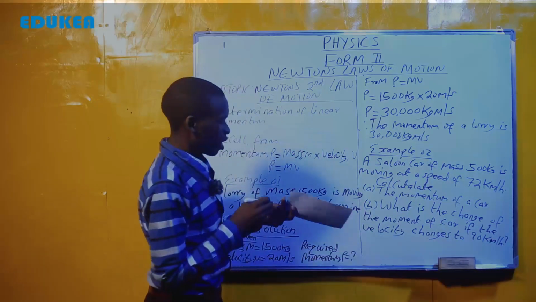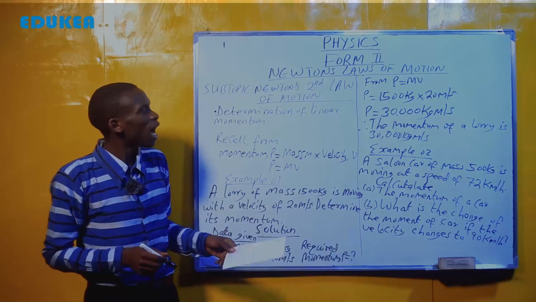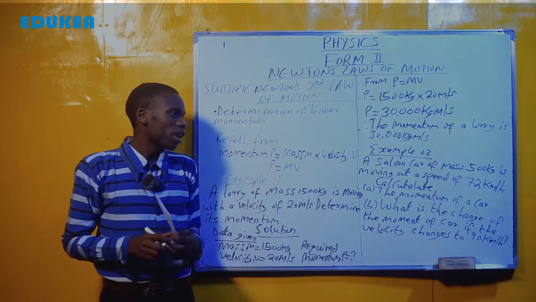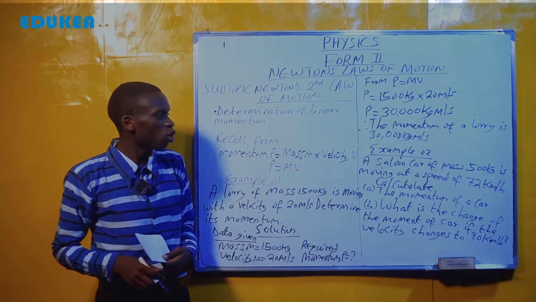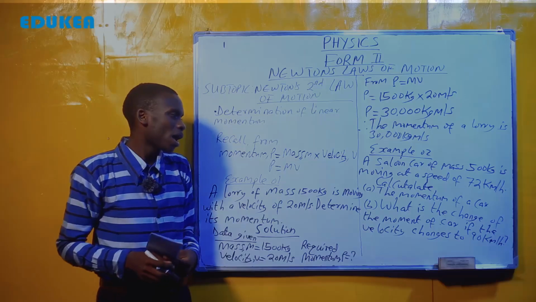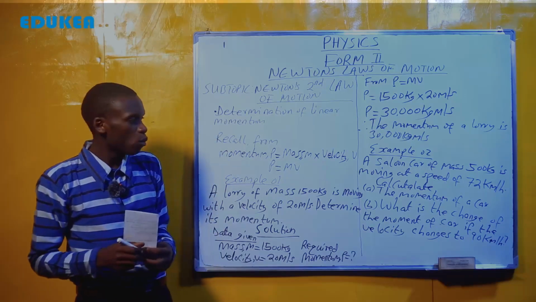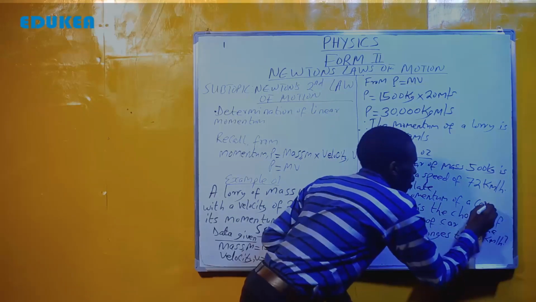So you are given that question. A saloon car of mass 500 kilogram is moving at a speed of 72 kilometer per hour. First, calculate the momentum of the car.